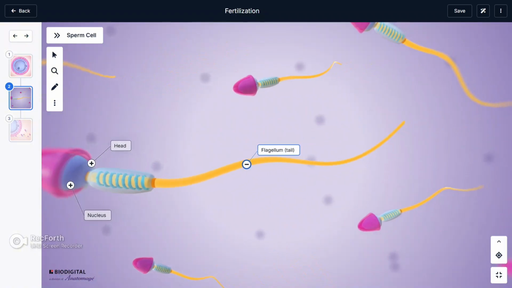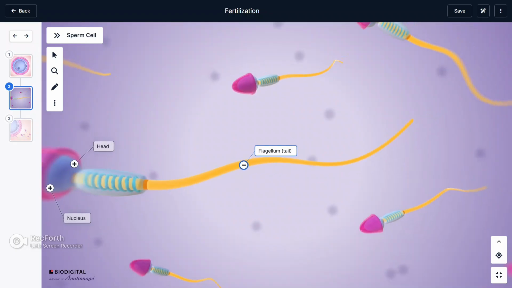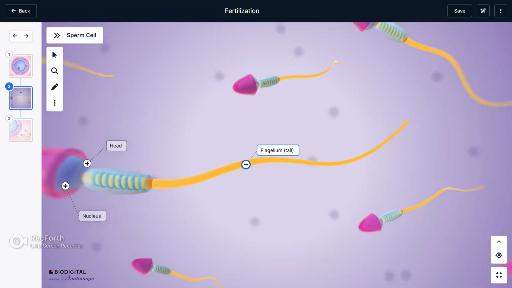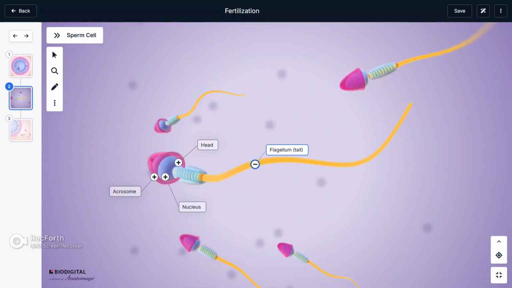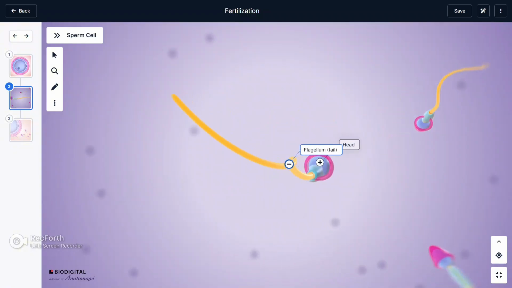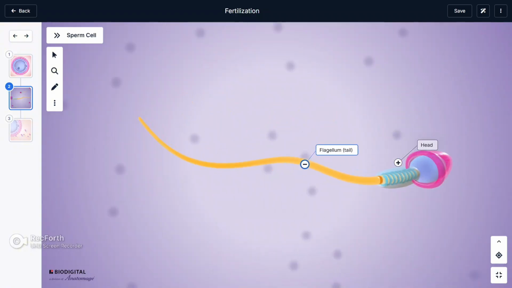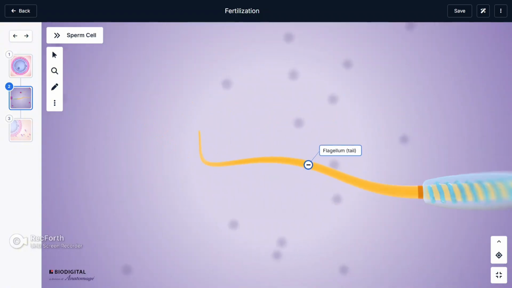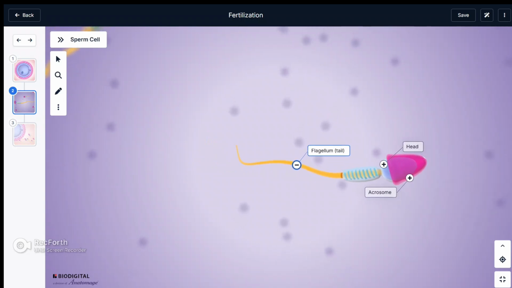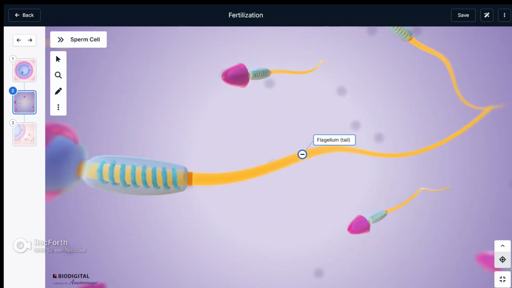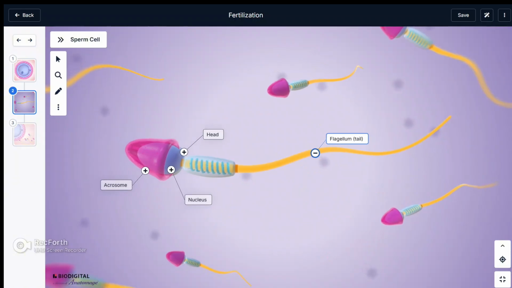And the flagellum, or tail, acts as the primary motor. It uses a whip-like motion powered by energy from the mitochondria in the sperm's midpiece to propel the cell forward toward the egg. So, the vital role of the sperm cell is to act as the primary vehicle for male genetic delivery, ensuring the continuation of a species through sexual reproduction.